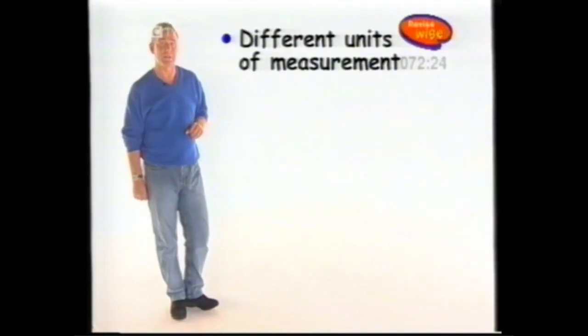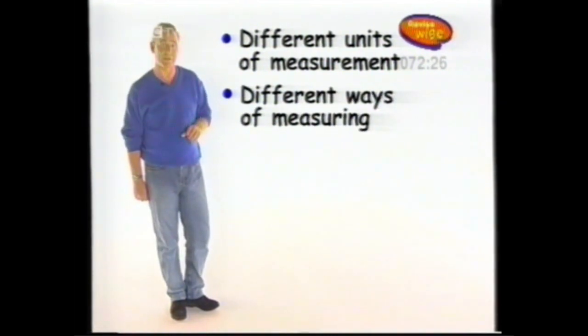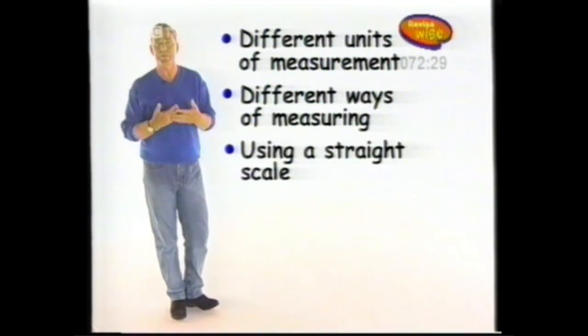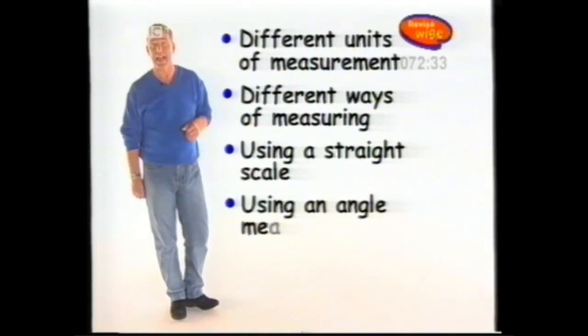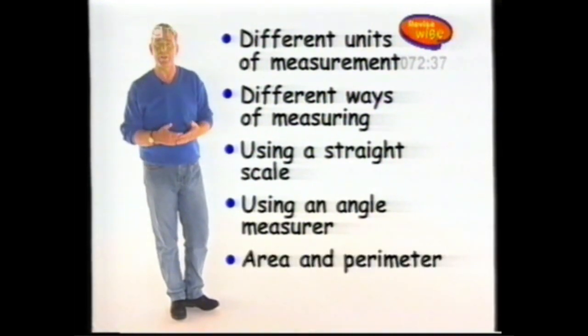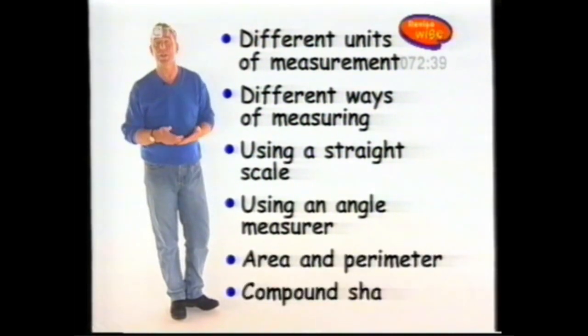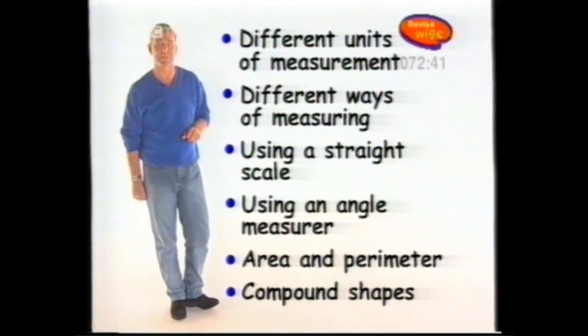That's the end of our programme on measures. So, what did we do? We saw how different things have different units of measurement, and that there are different ways of measuring them. We looked at how to measure accurately using a straight scale, like a ruler, and how to measure angles with an angle measurer. We looked at area and perimeter, and how to work out the area of compound shapes.